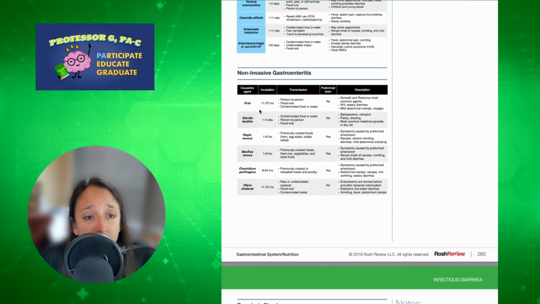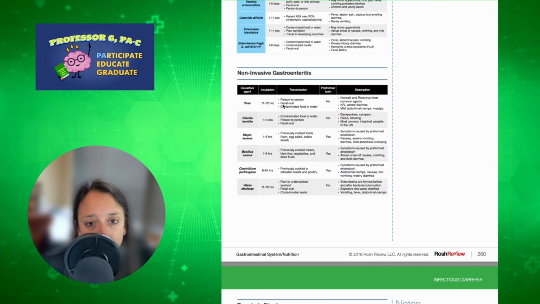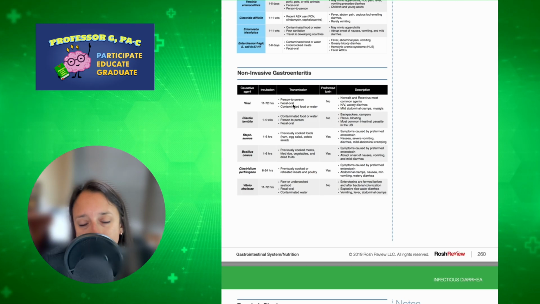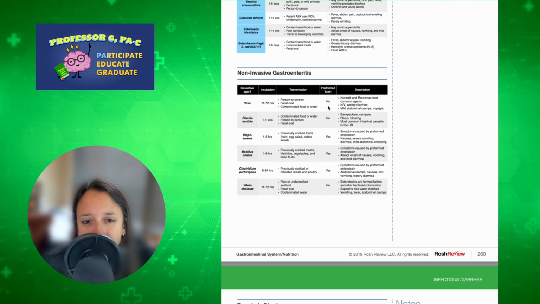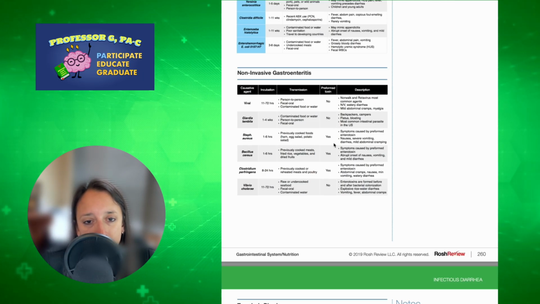Non-invasive gastroenteritis. So viral is going to be by far the most common thing we see. Things like norovirus or Norwalk or rotavirus are the most common types. Look for the signs or symptoms or the settings of those. So close quarters, cruise ships for Norwalk, daycare kiddos for rotavirus, self-limited.